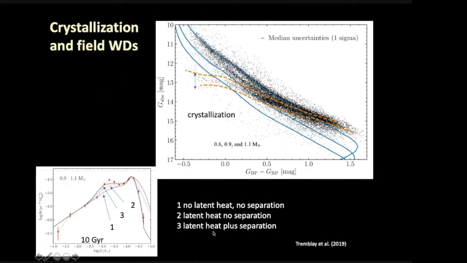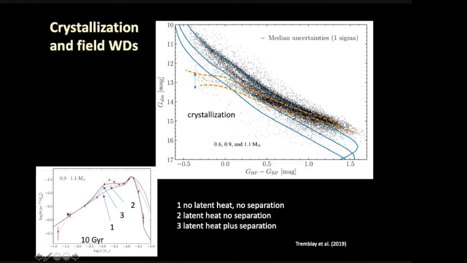One is if you don't include latent heat and don't include phase separation, and one is if you put latent heat but not phase separation, and the solid one is if you put latent heat plus phase separation. It tells you that to match the observations as best as possible, you have to include latent heat and phase separation.